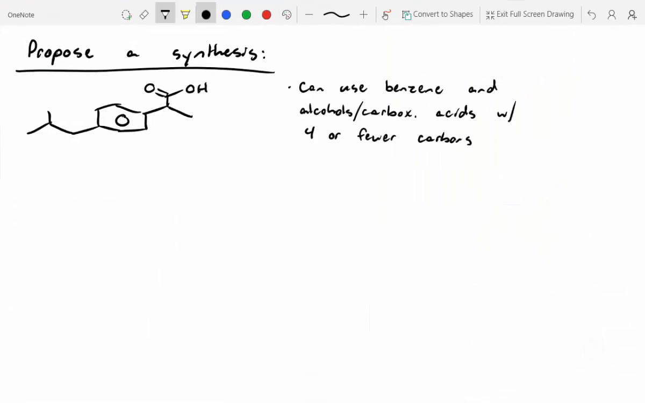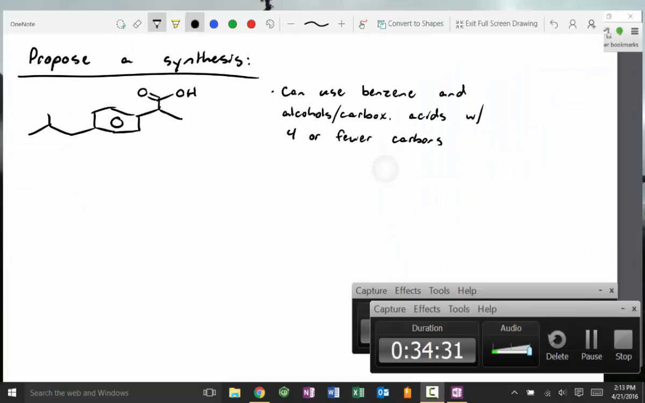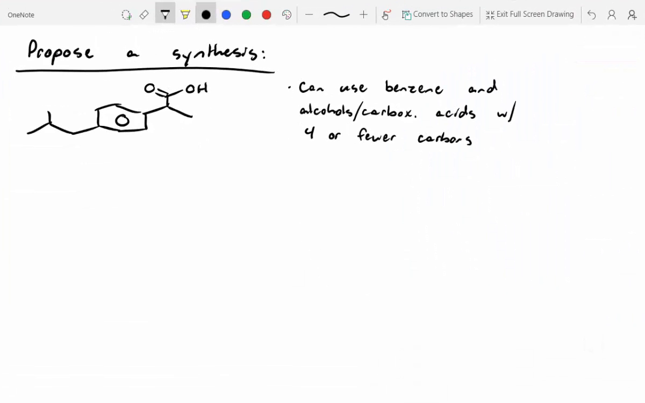All right, so for this one, you can use benzene and alcohols or carboxylic acids with 4 or fewer carbons, just to clarify. You can use benzene, alcohols, or carboxylic acids with 4 or fewer carbons and/or CO2. I'll clarify that: CO2, you can think of as being a carboxylic acid derivative.